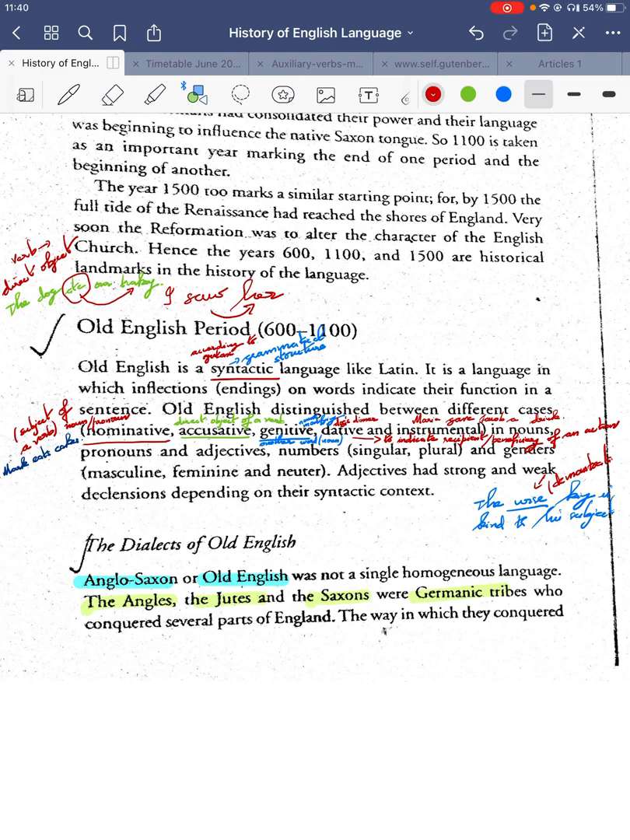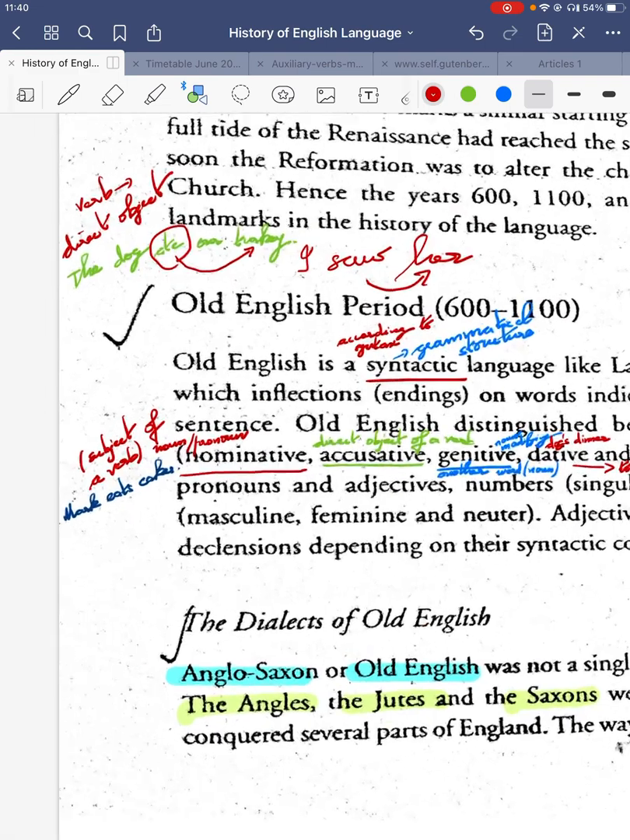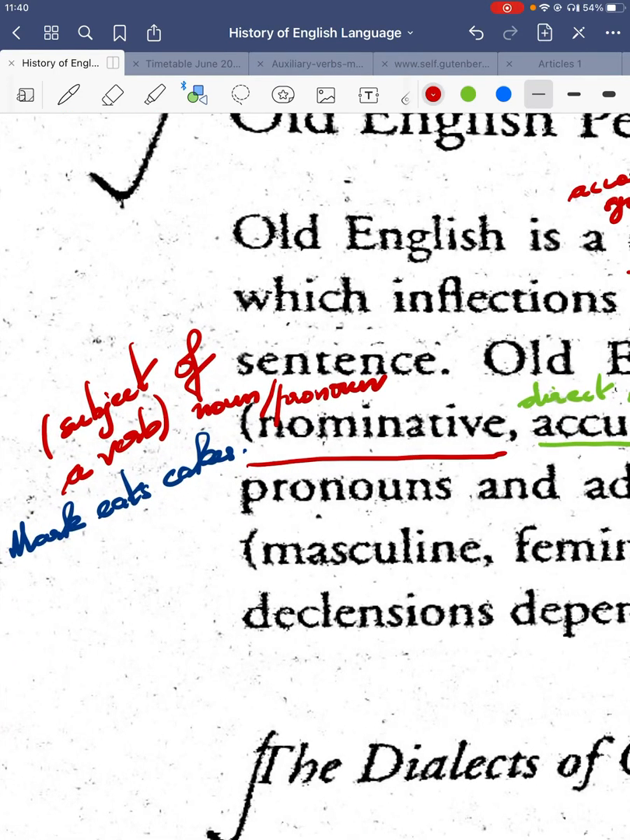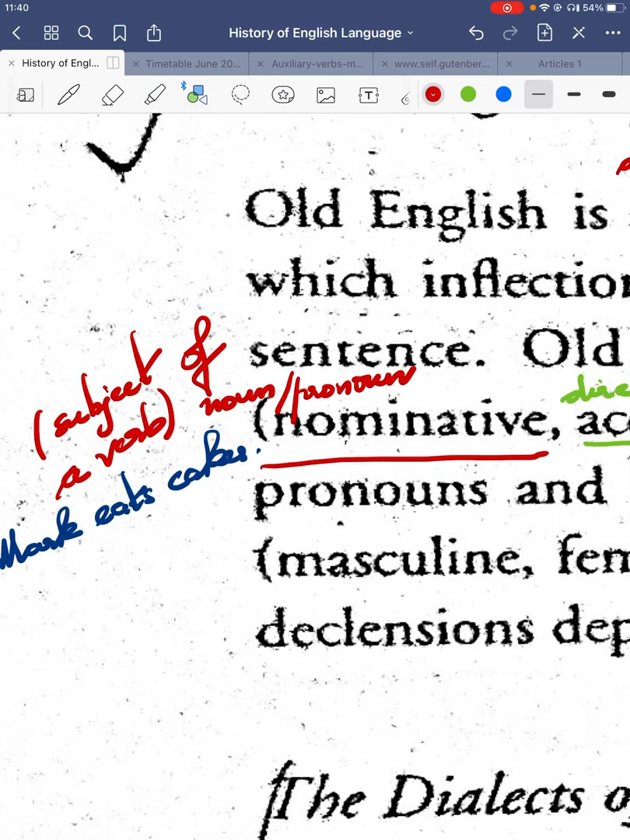For example, the first one is nominative. I'll say the example first. Mark eats cakes. Now, the subject is Mark, and after the subject you have a verb. Cakes is again a noun in the sentence. Mark is the subject, and eats cakes is the predicate part of the sentence. What is Mark doing? Mark eats cakes. Now the subject of a verb could be a noun or a pronoun.